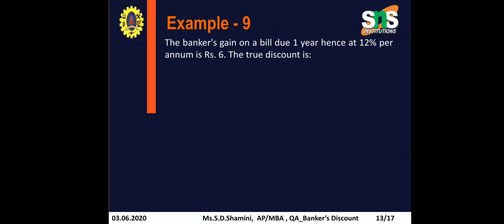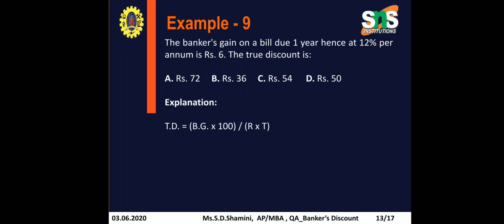And your next problem is: the banker's gain on a bill due 1 year hence at 12% per annum is rupees 6. The true discount is, the options are rupees 72, rupees 36, rupees 54 and rupees 50. The true discount is calculated using this formula: banker's gain into 100 divided by rate into time. The banker's gain is rupees 6, the rate is 12% and the time is 1 year. So 6 into 100 divided by 12 into 1 is rupees 50. So the correct answer for this particular problem is option D, rupees 50.